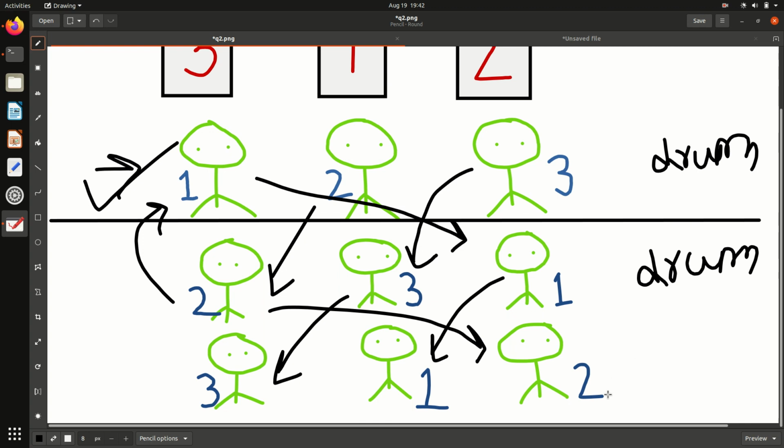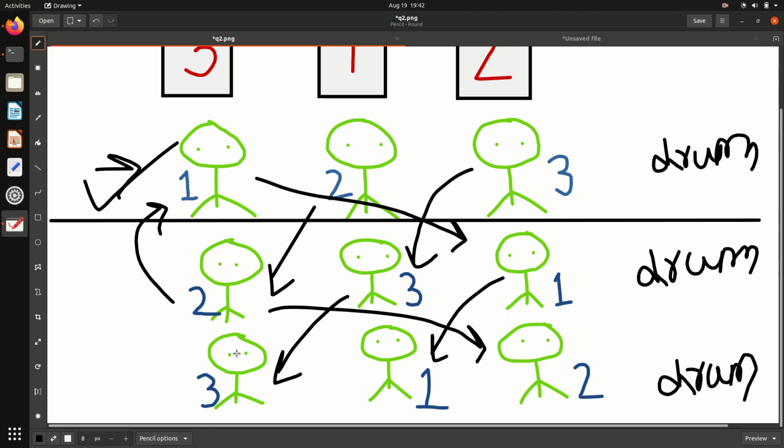Now we will see whether they are in the original position. No. Originally 1 2 3 was there, but now 3 1 2 is there. So it is also not. So again we will make a drum beat. Let us say we made a third drum beat. Again they will shift the position.